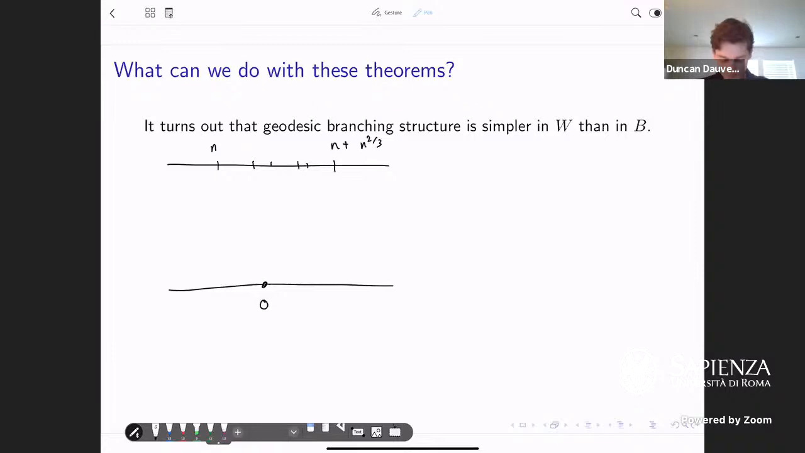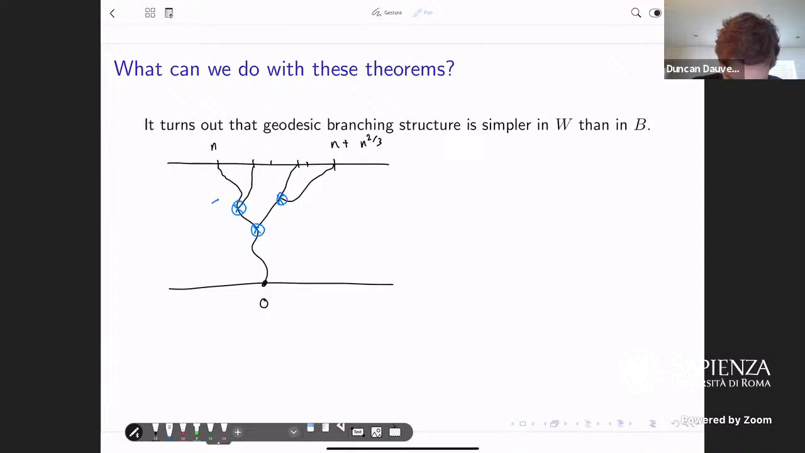So if I go across my original Brownian motions, what you see is a geodesic tree that looks something like this. Maybe I won't draw everything. And so you see branch points like this, and all of the branch points lie in the bulk. So they're sitting somewhere in the middle of this set of n lines that we're going across.